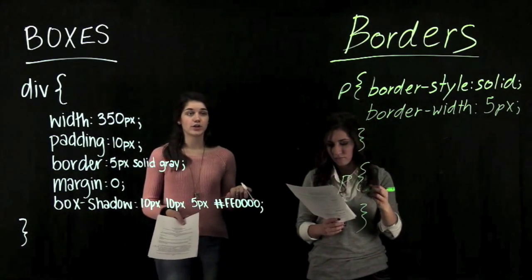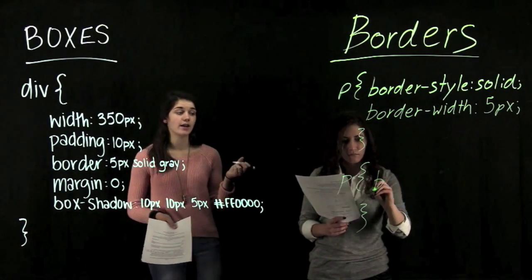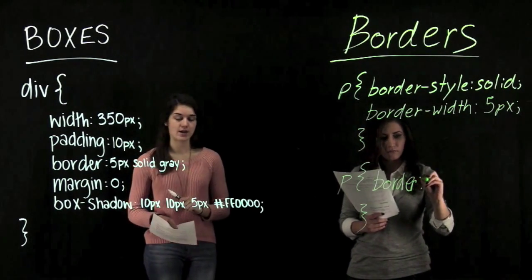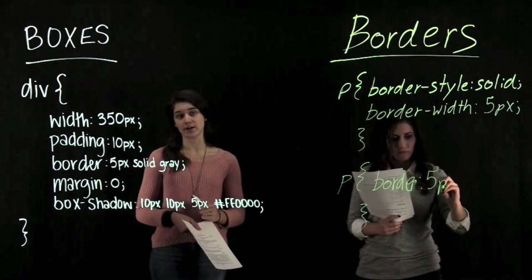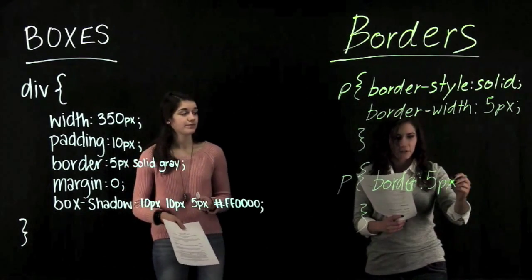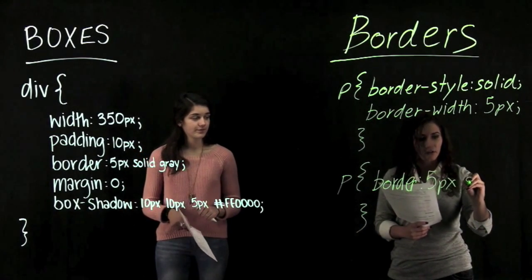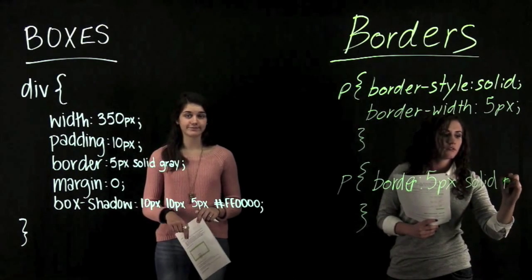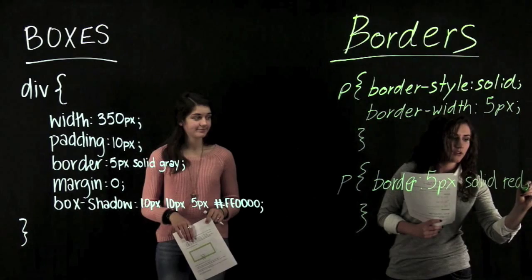Courtney's also going to show you that when you use a paragraph and you're bordering the paragraph, you can use shorthand for things like width, style, and color. So here's the width with the 5 pixels, and then the style, in this case we're keeping it simple with solid, and then using a simple color designation of red.